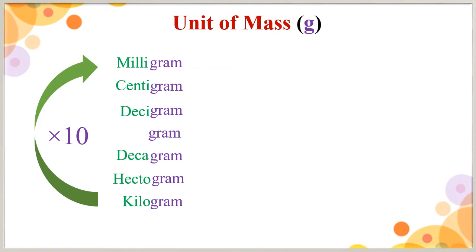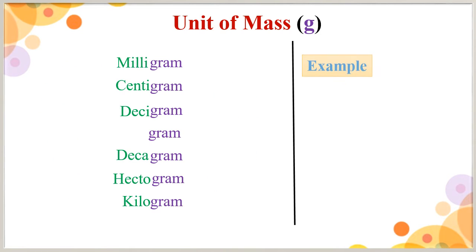Now, when you convert from a bigger unit to a smaller unit, for example kilogram to milligram, we have to multiply by 10 at each interval. When you convert from a smaller unit to a bigger unit, you have to divide by 10 at each interval.